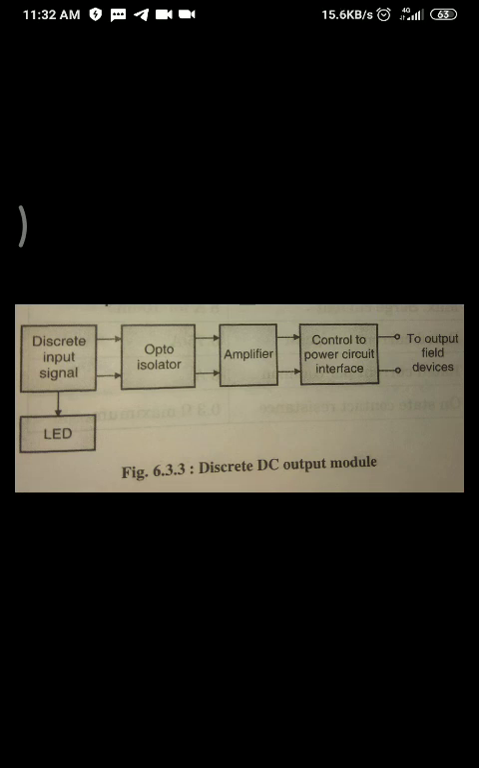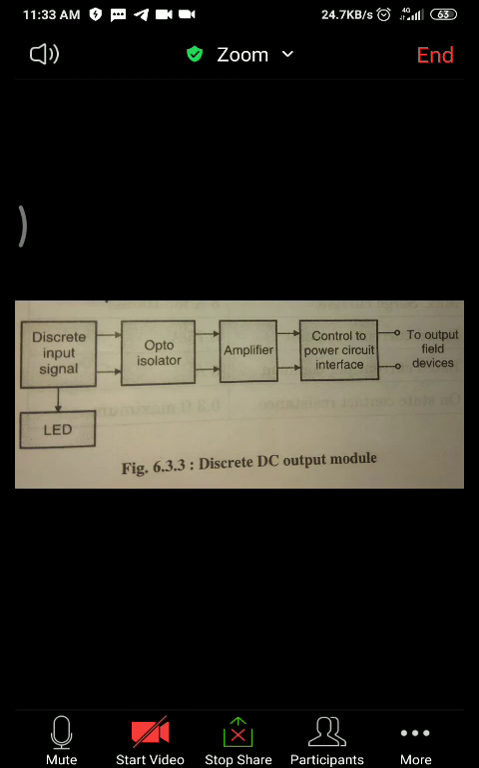So the general specification for the DC output module: rated voltage is generally 24 volt. Again, voltage may range from 20 volt to 28 volt. Maximum surge current. Now surge current means what? 8 ampere for 100 millisecond. Meaning the maximum sinking current that can flow through the output device is 8 ampere.